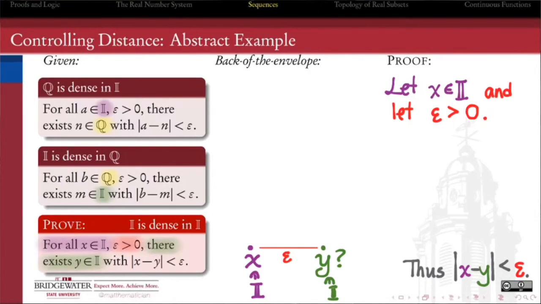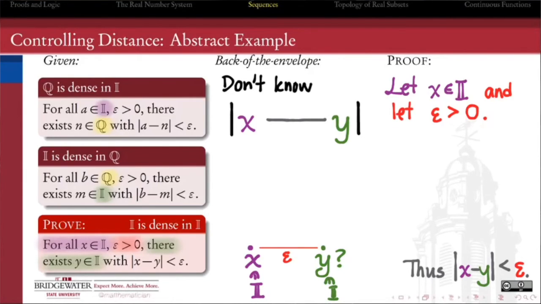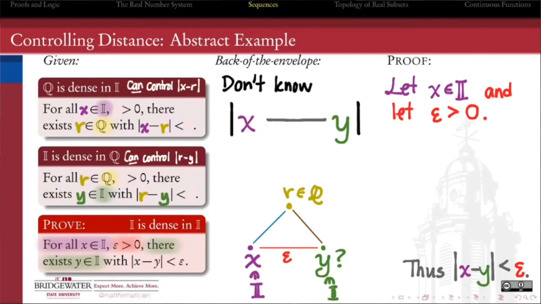If we want the distance from x to y to be less than epsilon, what would be awesome is if we could break apart that distance into two pieces that we can control. We can do that by finding the distance from x to some rational number r, and then also the distance from r to some irrational number y, using the theorems that we're taking as a given. So we don't know the absolute value of x minus y, but we can control the absolute value of x minus r using the density of the rationals and the irrationals, and we can control the absolute value of r minus y using the density of the irrationals within the rationals.